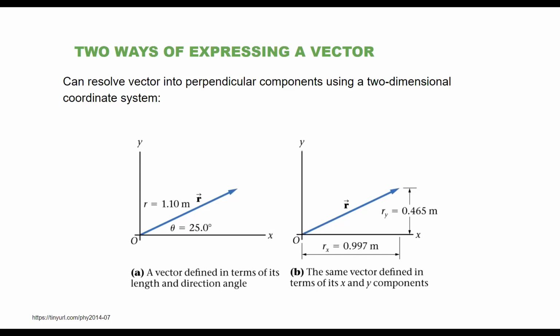If a problem doesn't ask you specifically how to express a vector, you can do either way. You can say what's the magnitude and what's its directional angle, or you can say what's its x component and what's its y component.